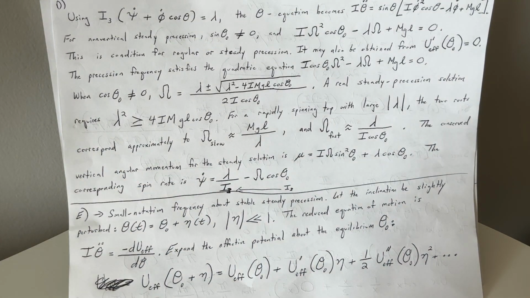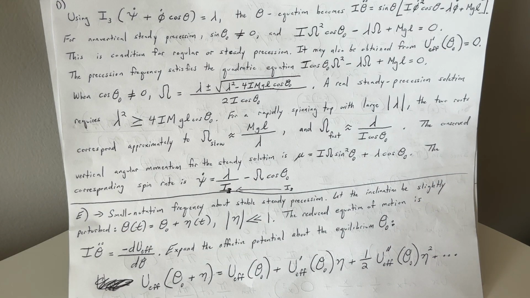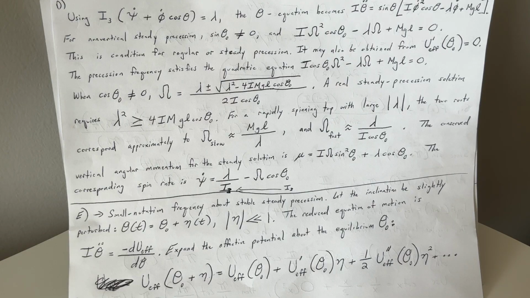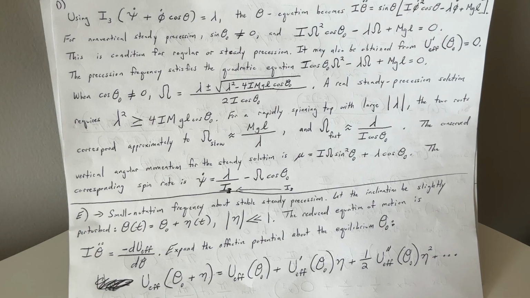Okay, so part 8, we want the small oscillation frequency about stable steady precession. So let the inclination be slightly perturbed. Theta of t equals theta naught plus eta of t, where the absolute value of eta is much, much less than 1. And the reduced equation of motion is I theta double dot equals negative derivative of U sub eff with respect to theta. So expand the effective potential about the equilibrium theta naught.